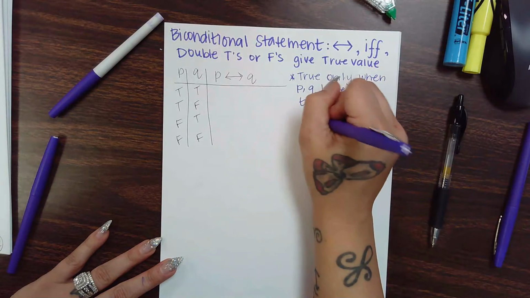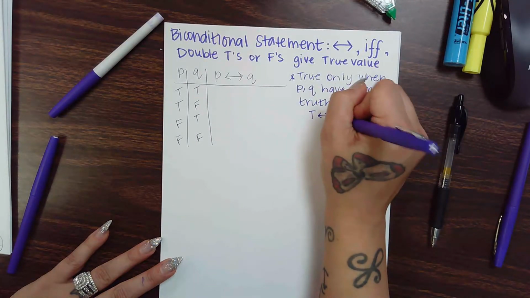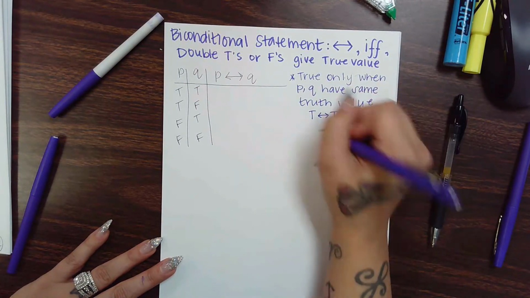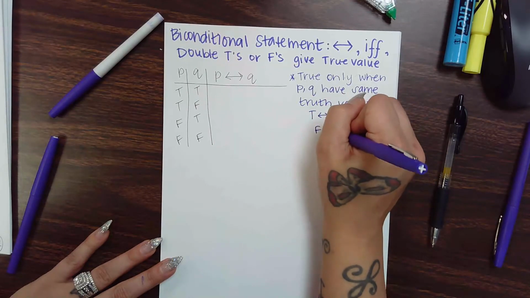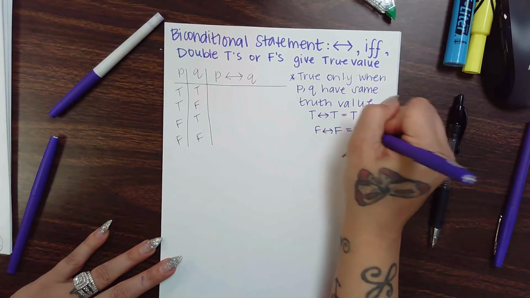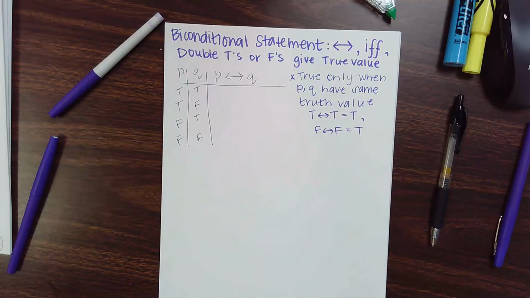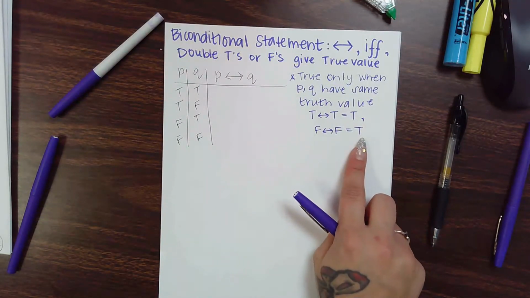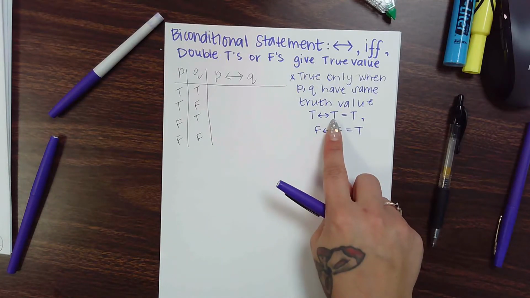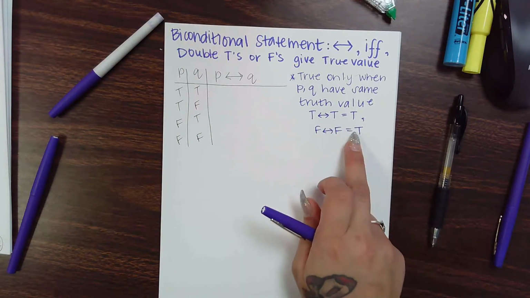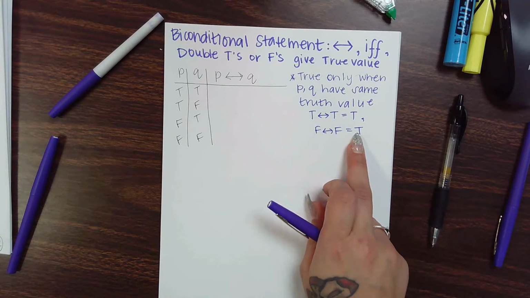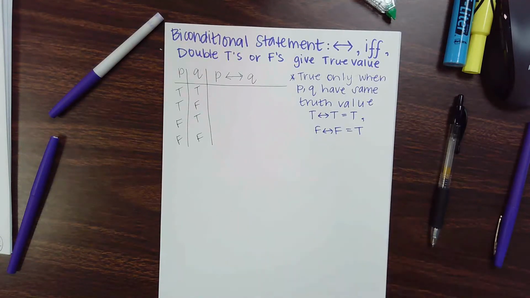So T if and only if T results in T, as well as false if and only if false. That also results in T. A lot of people, this would be like a common mistake, right? T if and only if T is T. The mistake would be to think that F if and only if F would give you F, but it doesn't. That's actually going to give you a true value.